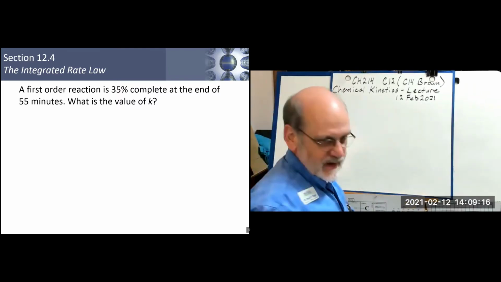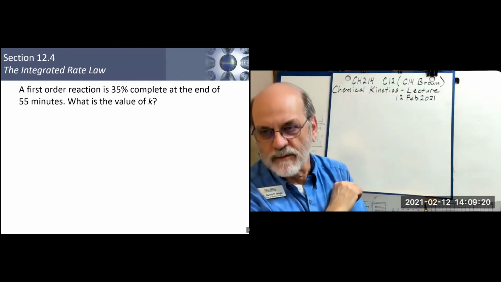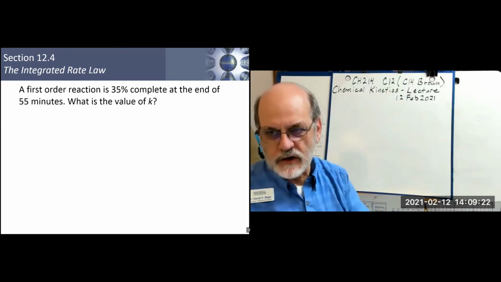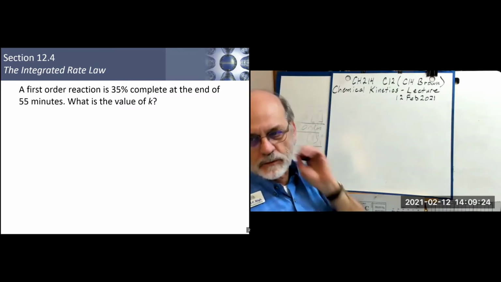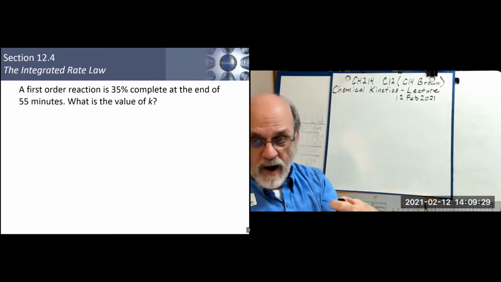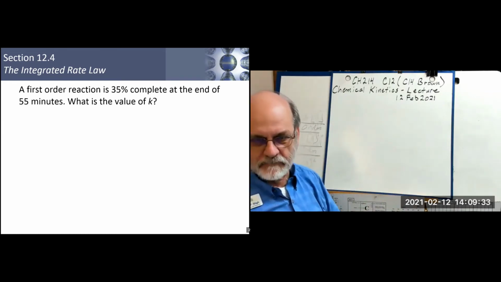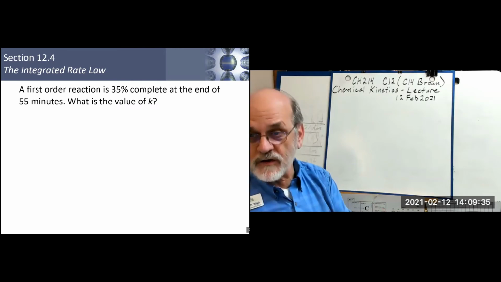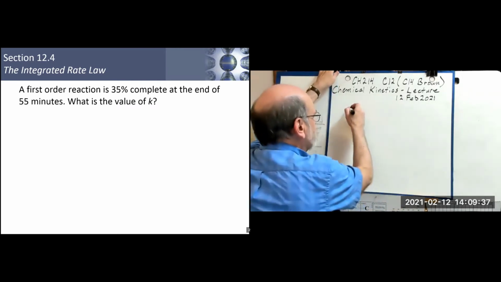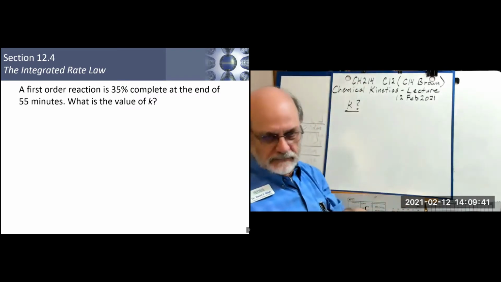All right. So this is a word problem, and word problems are purposely designed to confuse. So let's extract the information from the word problem and put it on the board in a way that's more understandable. We're looking for the value of K. That's the end game. What's K? But what are we given?